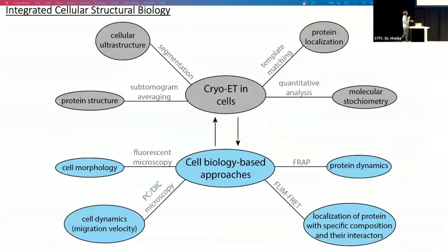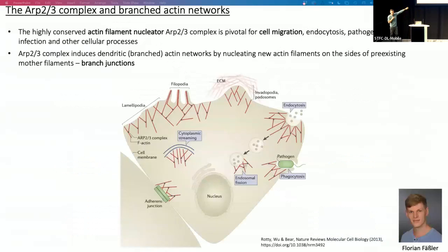So what we do is we use an integrated cellular structural biology approach in the lab, where we use cryo-electron tomography to obtain structures of proteins in cells and also more information about their molecular stoichiometry and the geometry they form. And then we contextualize the structural information with cell biology-based approaches to understand the dynamics of proteins and cell migration, and we also generate, for example, knockout cells to understand more what happens when we remove a specific protein. And we do this on many proteins, and I just will talk about one protein where I show you the workflow, and this is the Arp2/3 complex.